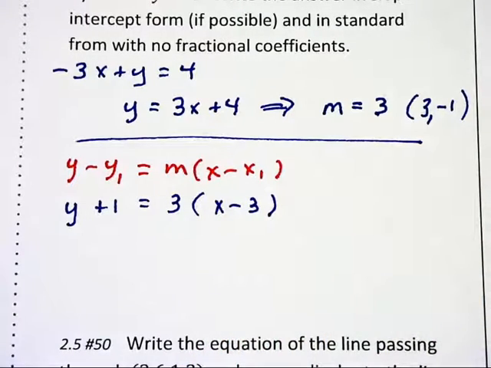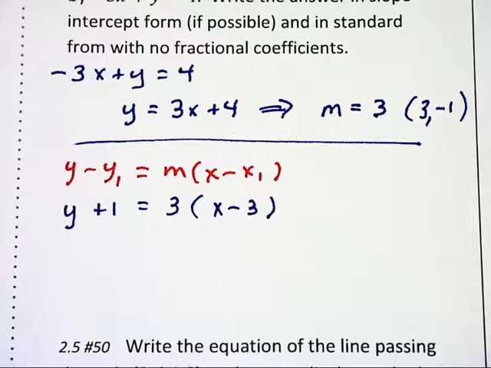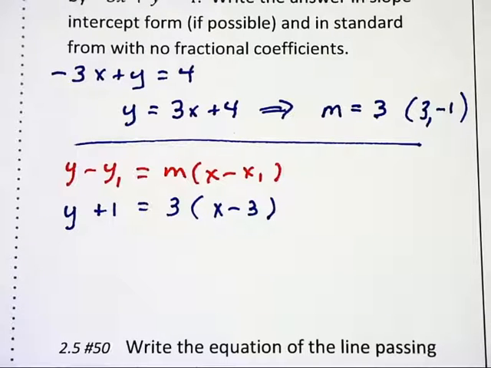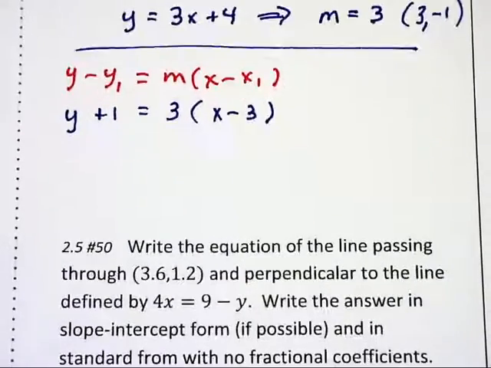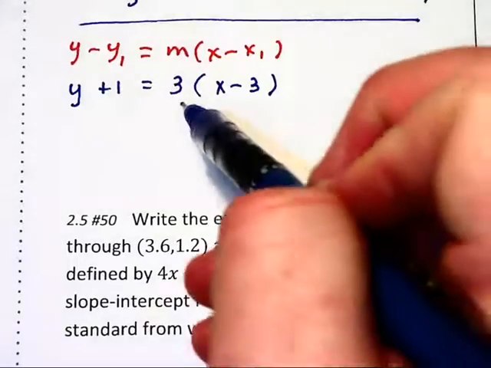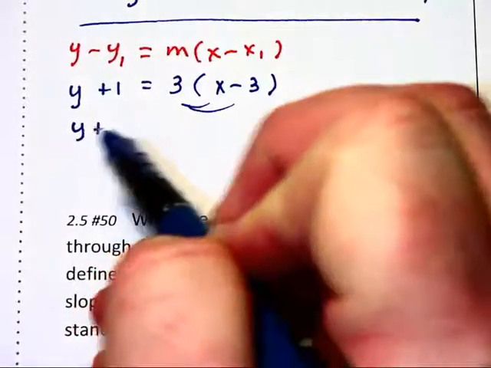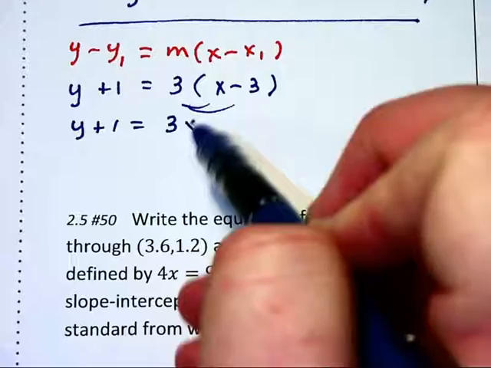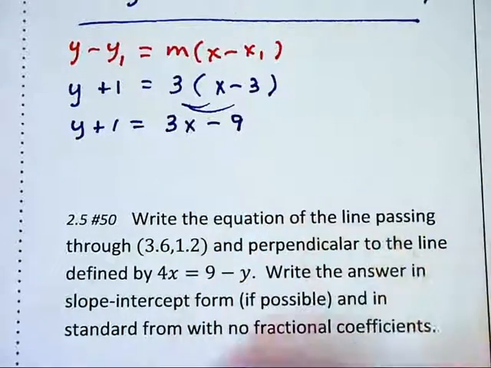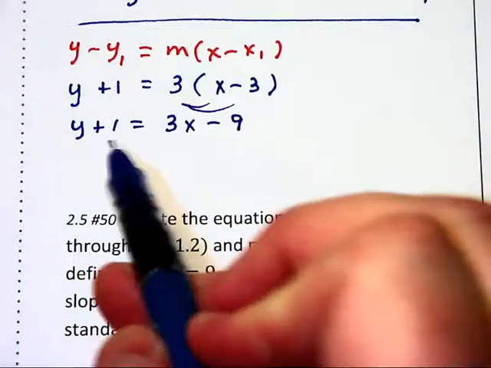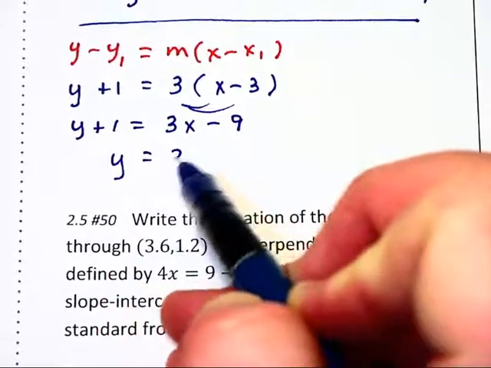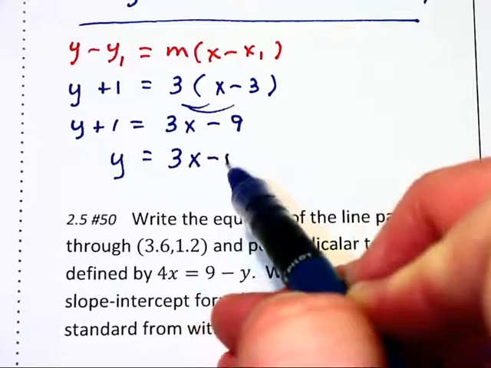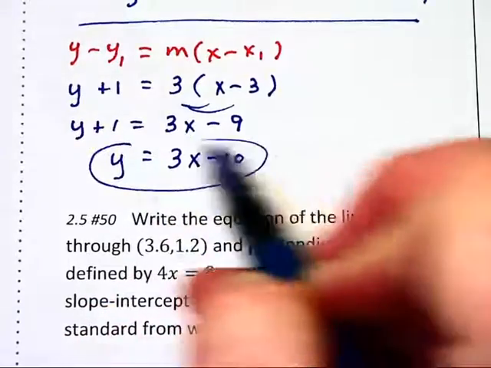Now let's look at our directions here. The directions say write the answer in slope-intercept form and in standard form. Okay, we need to do both this time. So let's continue on here. Let's do some distribution here. y plus 1 is equal to 3x minus 9. And if we're going for slope-intercept form, all we need to do is subtract 1 on each side. So y will equal 3x minus 10. There's one form of our answer.